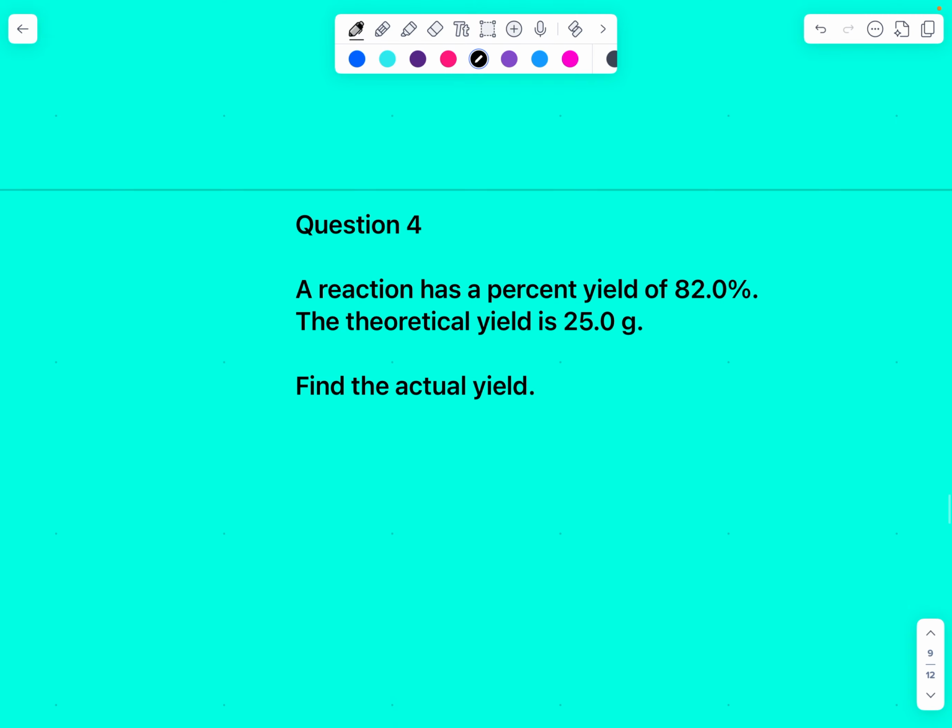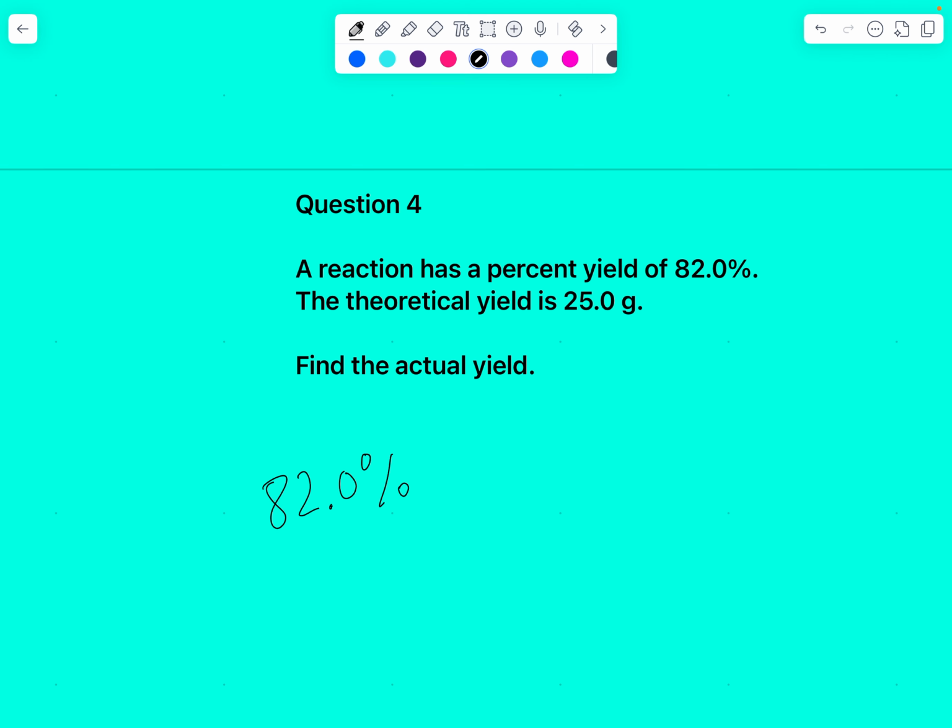Now we're going to do a reverse problem. You're going to find the actual yield. Okay. A reaction has a percent yield of 82.0%. The theoretical yield is 25.0 grams. Find the actual yield. So step 1 is you convert your percent into a decimal. When you have 82.0, you divide that by 100, and you're going to get 0.820, okay?